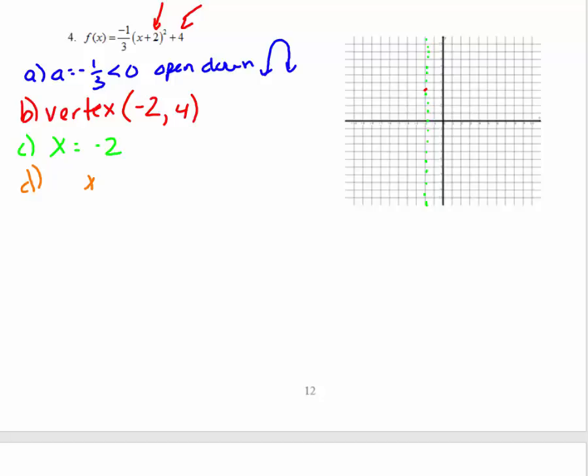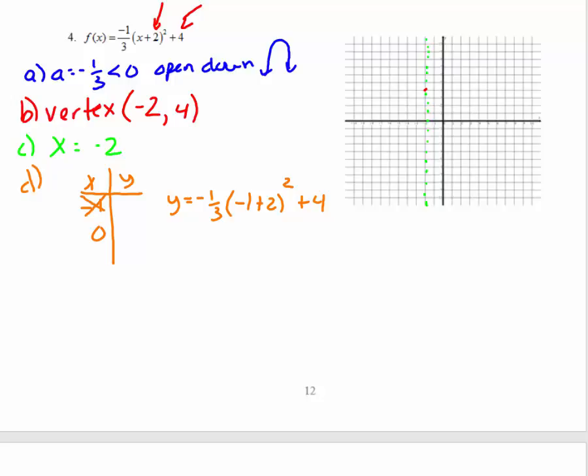So I'm just going to choose some points that are close to my vertex x value of -2. So I'm going to try -1 and 0. When I plug in a -1, watch what happens. So y is going to equal -1/3 times (-1 plus 2) quantity squared plus 4. That doesn't work out very well because that doesn't give me a nice integer value to plot. So I'm actually not going to plot negative 1.